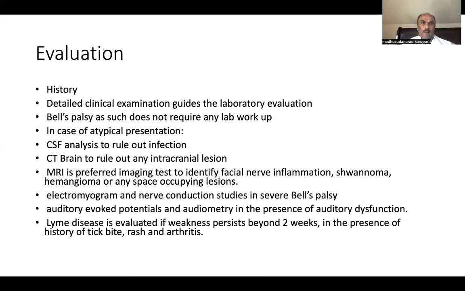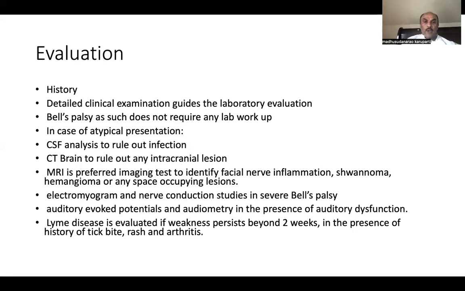Well, CSF analysis should be done in atypical cases of Bell's palsy to exclude infection like meningitis. In the same way, MRI can be a preferred imaging test that is advised in order to identify the facial nerve inflammation and other tumors, as I told you, schwannoma and hemangioma and other space-occupying lesions.